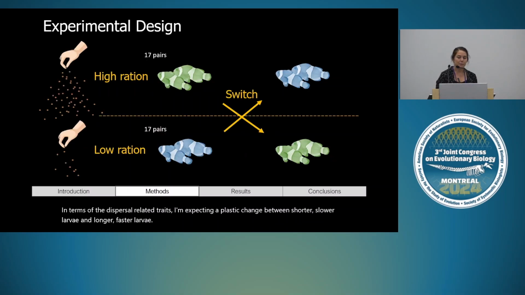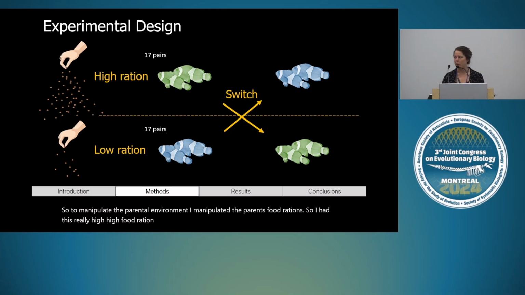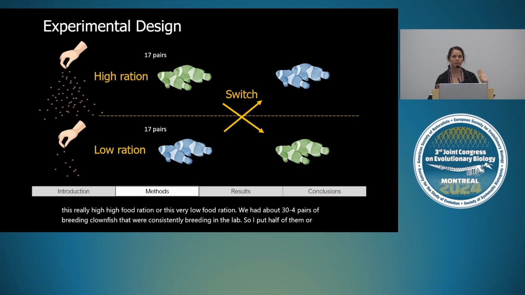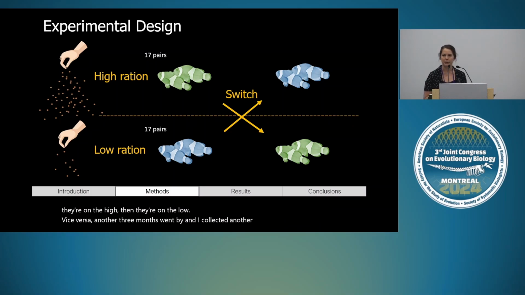To manipulate the parental environment, I manipulated the parents' food rations. So I had this really high food ration or this very low food ration. We had about 34 pairs of breeding clownfish that were consistently breeding in the lab. I put half of them, or 17, first on the high ration, the other half on the low ration, let 3 months go by, and then I collected 15 larvae from each breeding pair. And then I switched the treatments, right? If they were on the high, then they're on the low, and vice versa. Another 3 months went by, and I collected another 15 larvae from each breeding pair.